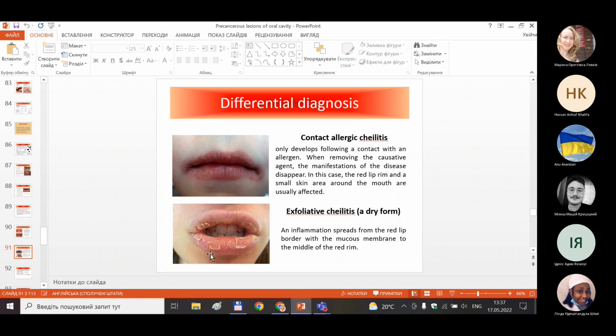Exfoliative cheilitis, dry form. An inflammation spreads from the red lip border with the mucous membrane to the middle of the red rim. Here it spreads. It does not spread downward to the skin.